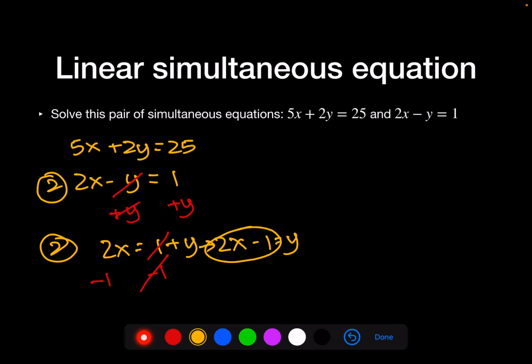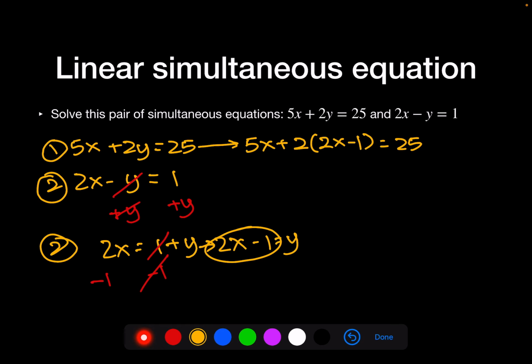So now we just take equation number 1 and we substitute in that value of y. What do I mean? So we have 5x and then plus, instead of 2y, since y is equal to 2x minus 1, we just put that in the brackets as well. So we have 2x minus 1. So I'm just substituting 2x minus 1 for y there. That is still equal to 25.